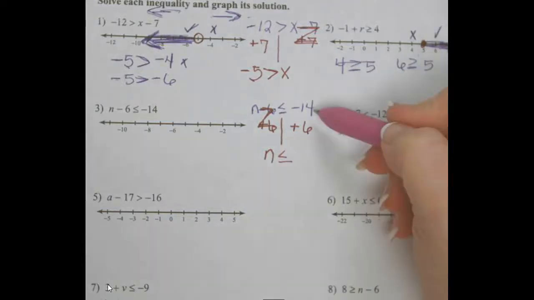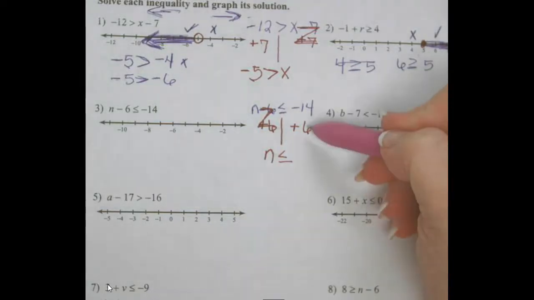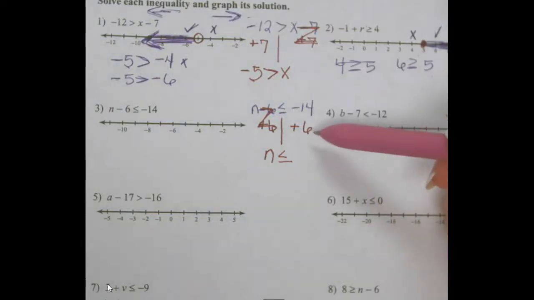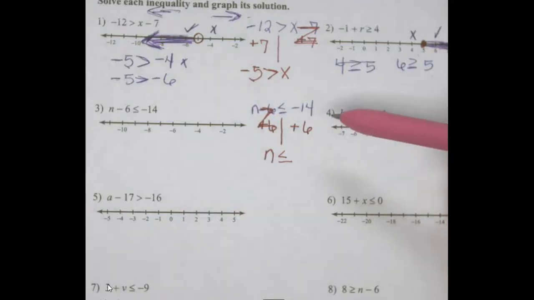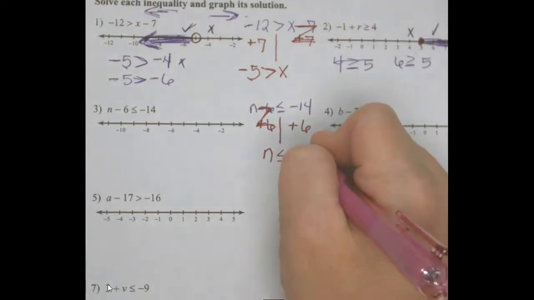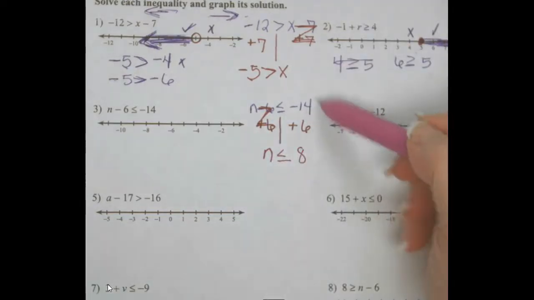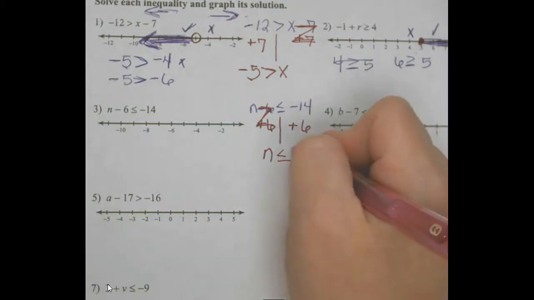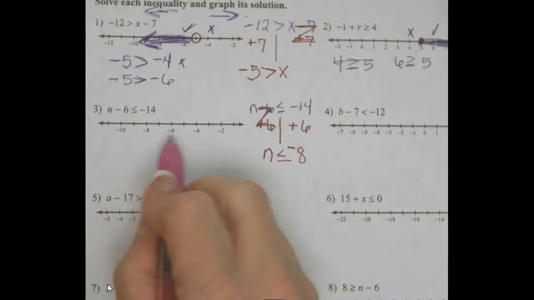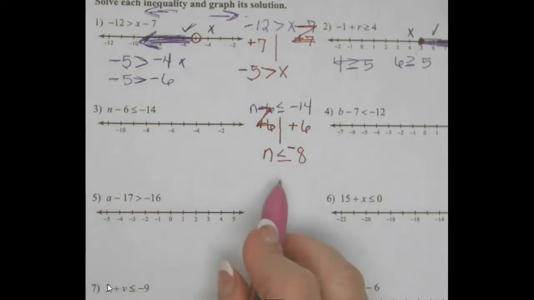So in negative 14 and a positive 6, you have 14 ninjas that come in and 6 pirates. 14 minus 6 is 8. There are more negatives than there are positives, so my answer is going to be negative 8. It is going to be a closed circle because it includes negative 8.